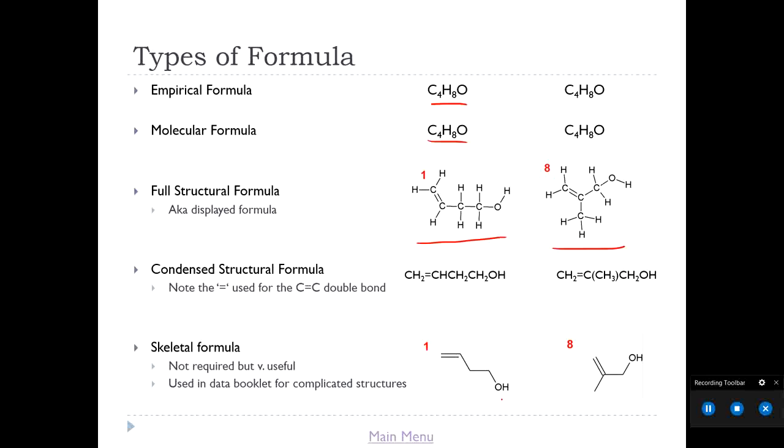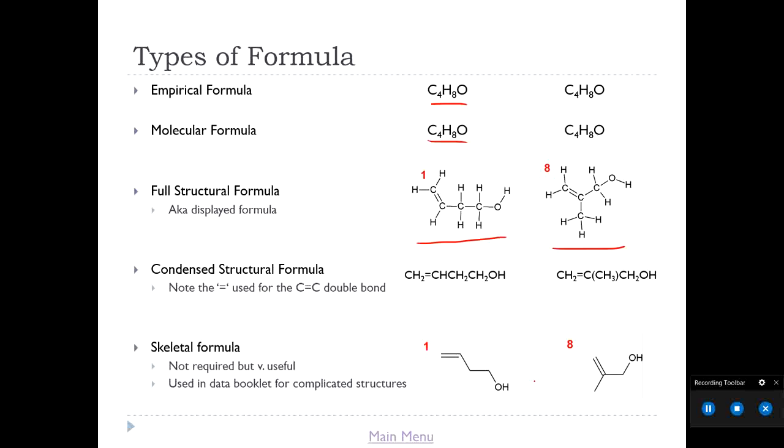And lastly, we have the skeletal formula. This one is personally my favorite. It's the easiest and fastest to draw. But it is not required for you to use this one. You can always use the full structural formula if you want, but you can use the skeletal, and I would recommend learning it because as you further your studies in organic chemistry, this will become more and more common.